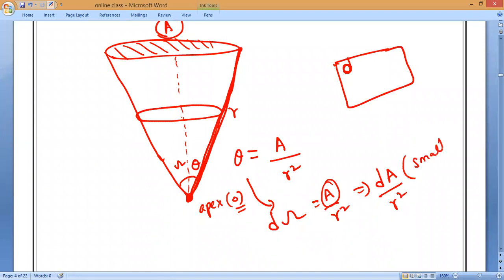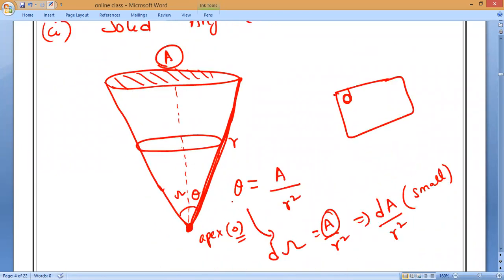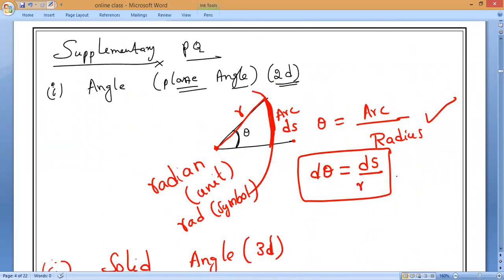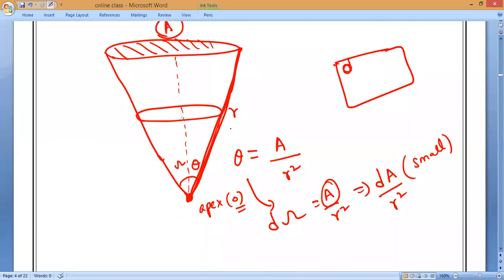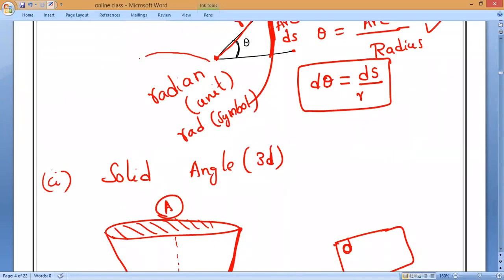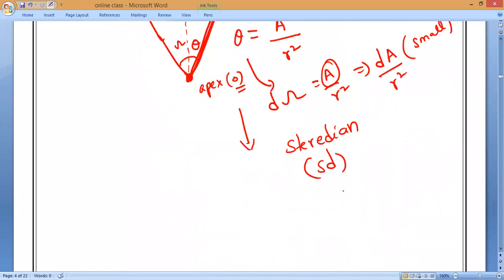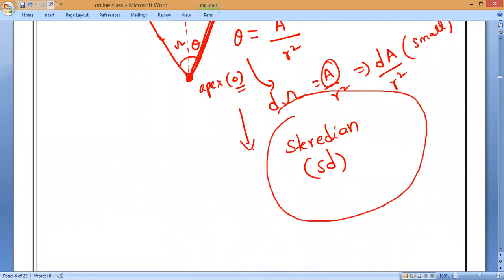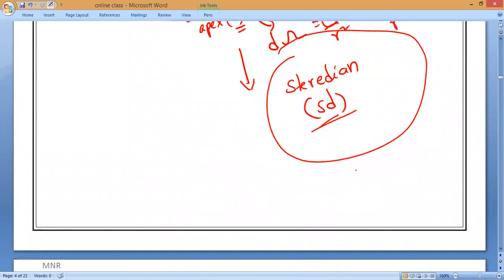So dA is an extremely small part I am considering. This is for the 3-dimensional solid angle. So the 2-dimensional angle is arc by radius, and the 3-dimensional solid angle is area of cross section divided by radius square. What is the SI unit of this one? Steradian, and the symbol is SD. For 2-dimensional the unit is radian, and for 3-dimensional the unit is steradian.